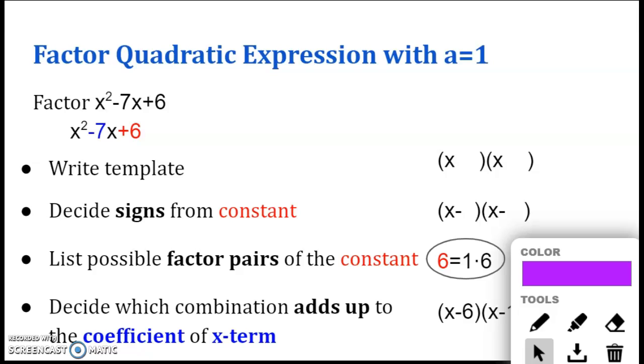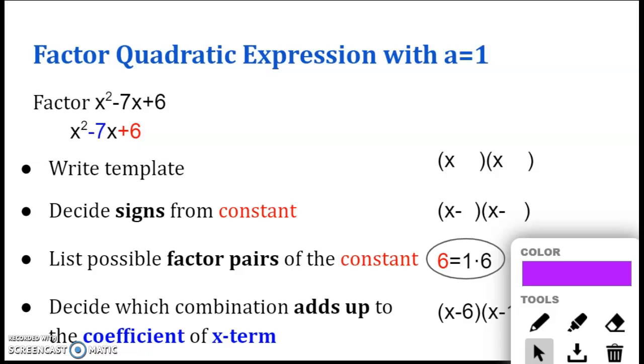Then decide the sign from the constant. Looking at number 6, the constant is positive 6. That means the constants in the binomials have to be positive positive or negative negative. However, the middle term is negative 7. The only way we can add two numbers to get a negative number is by having negative negative. So this is going to be negative negative.